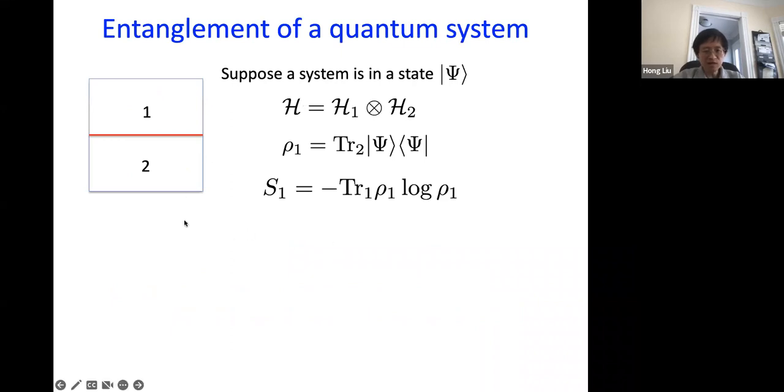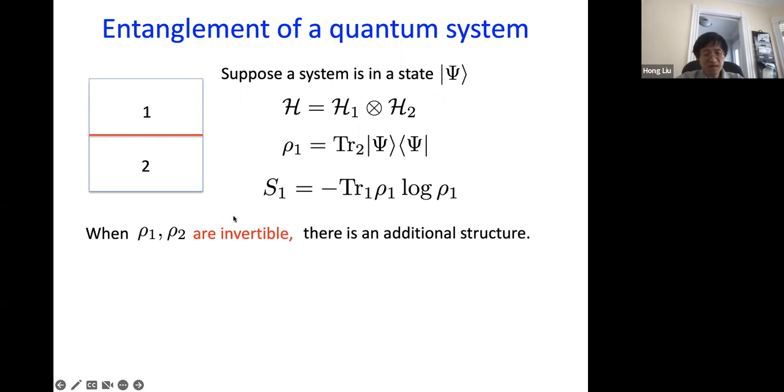Again, let's go back to the type I situation, which has the standard story of defining a reduced density matrix, et cetera. Now in this case, if rho one, rho two, you can define a reduced density operator for subsystem one, and similarly a reduced density operator for subsystem two by taking the trace over system one. In the case where rho one and rho two are invertible, which means they have full rank, for a finite dimensional Hilbert space they are full rank. But you can also define this for an infinite dimensional Hilbert space. And it turns out when they are invertible, there's additional structure.